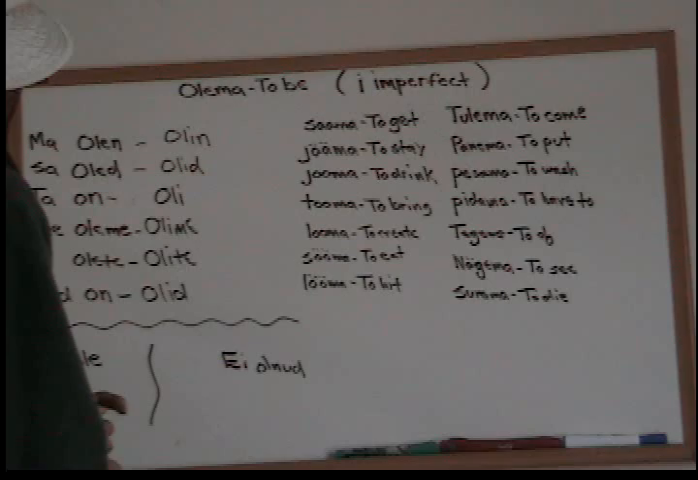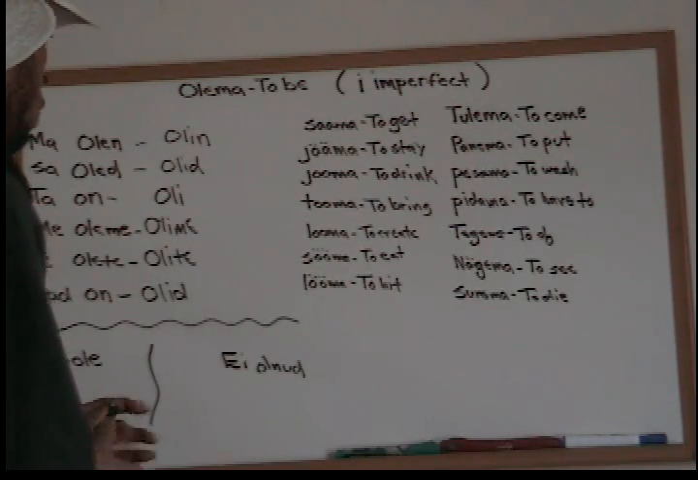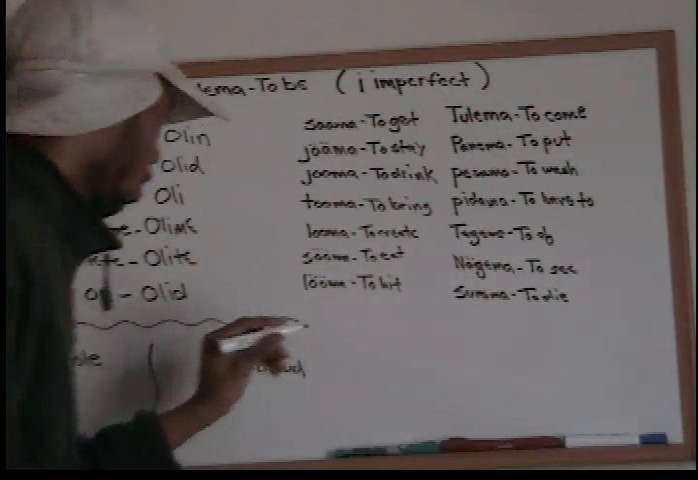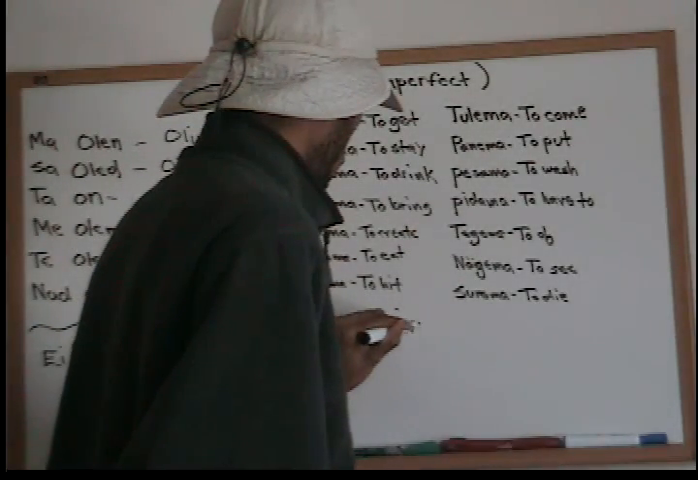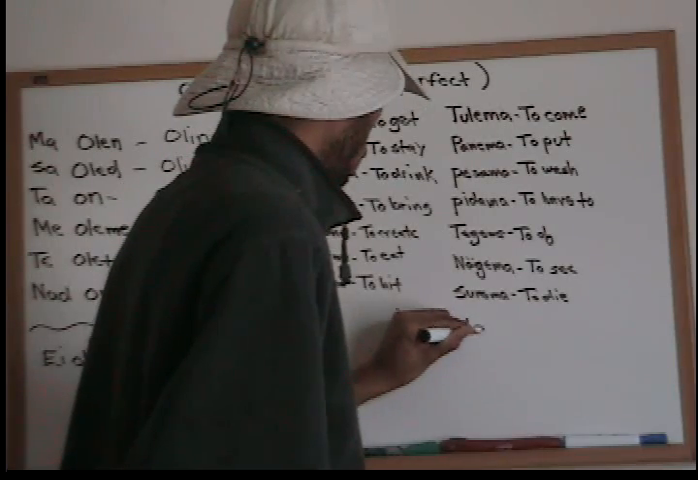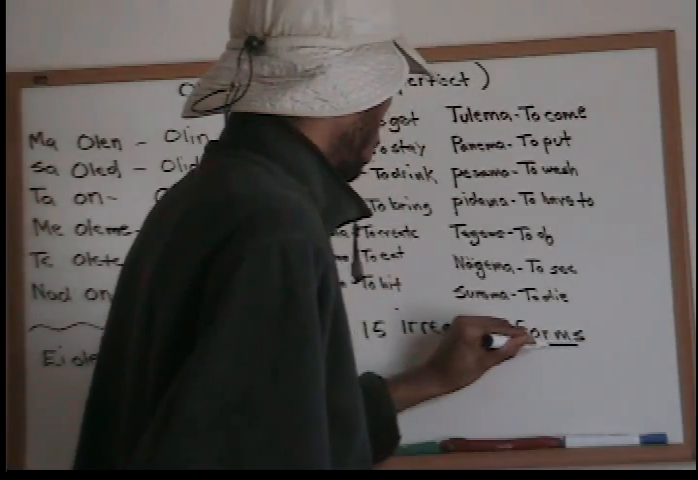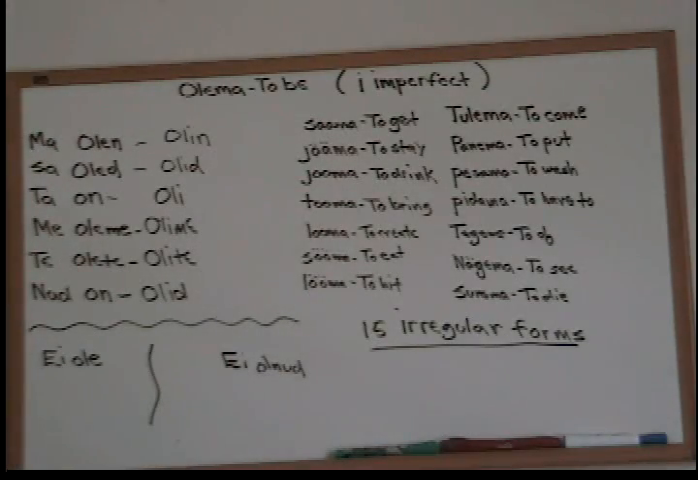Let's see, anything else here? That's pretty much it. So you have your 15 verbs, the I imperfect verbs, irregular. Maybe I should write irregular here. So, 15 irregular verbs. And the best way to memorize these is just to make example sentences. That's what I would do. Make a few simple sentences and practice those a bit until you get used to them.